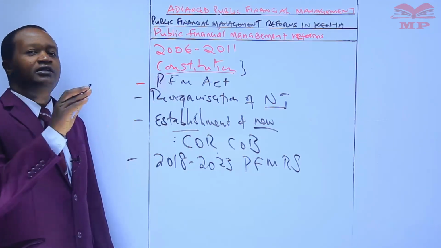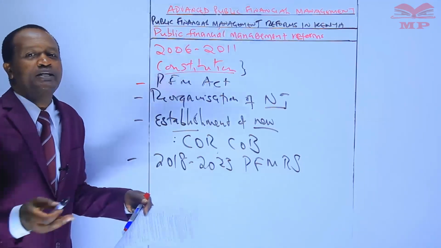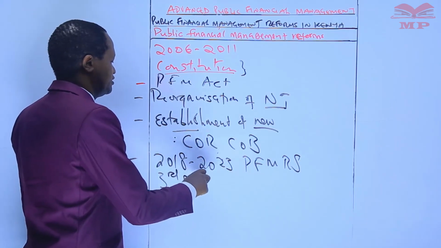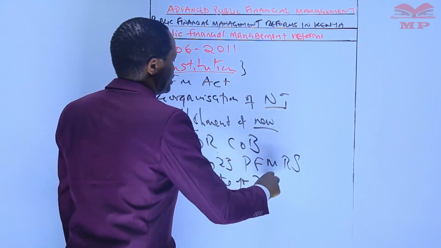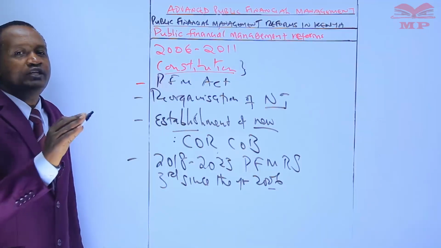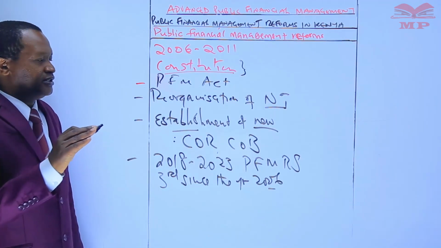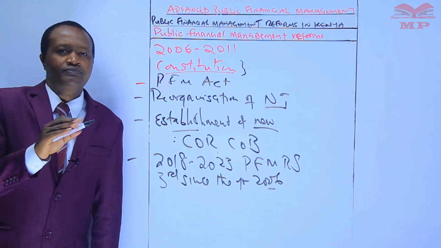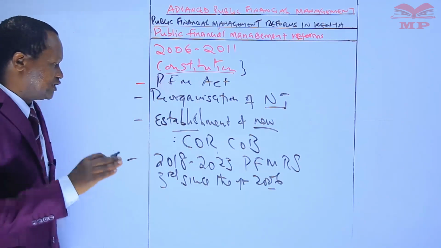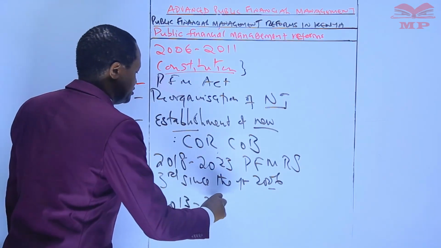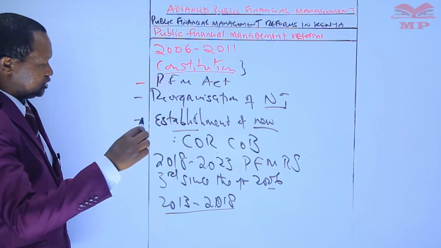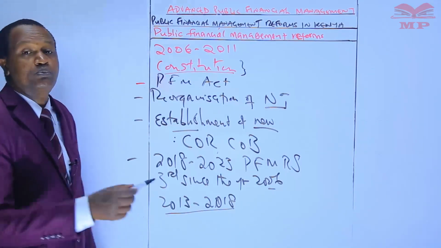And this is the third in a series of public finance management reform strategies that the country has implemented since the year 2006. It is the third since the year 2006. And it builds on the achievements of the public finance management reform strategy that was in place during the year 2013 to 2018. This one comes after the 2013 to 2018 public finance management reform strategy.